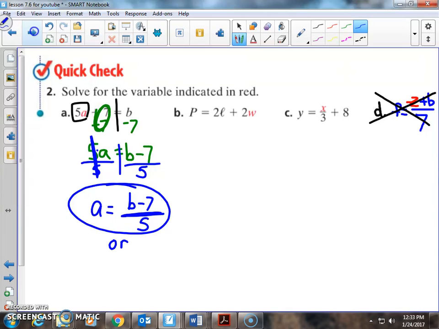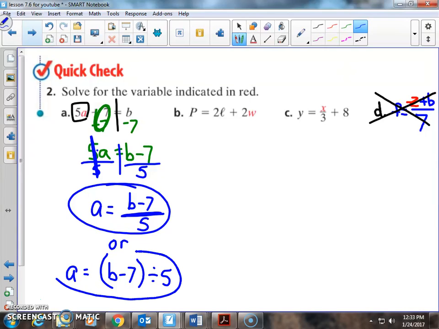Another way you could write this, still have a, but we could do this. b minus 7 was from the first part of solving this equation. So we put it in parentheses, and then we say, I want to divide all that by 5. That is another way that you could write that answer.